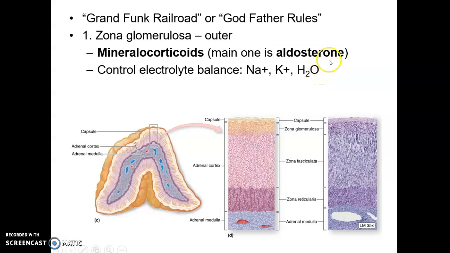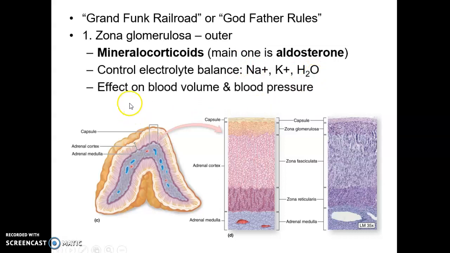Right? So the only one you need to know by name again is aldosterone, dealing with electrolyte balance, and normally if we're talking about electrolyte balance, we're also talking about water balance. So the overall effects on blood volume and blood pressure, because if you alter the blood electrolyte balance and or water balance, you're going to affect blood volume, and that affects blood pressure.